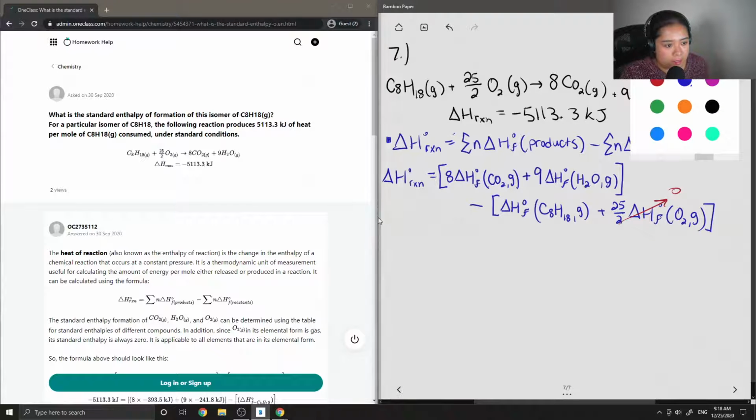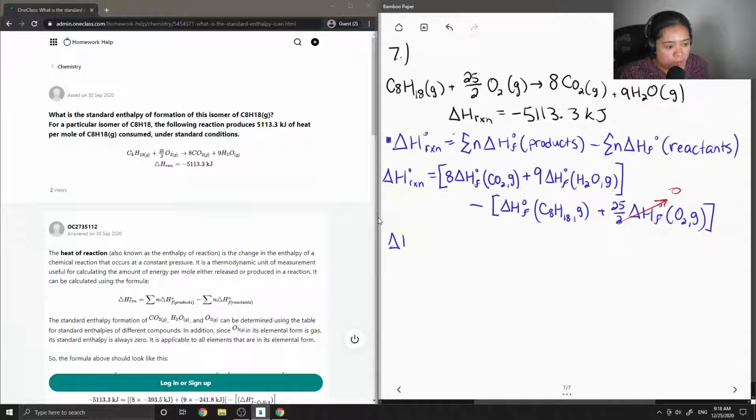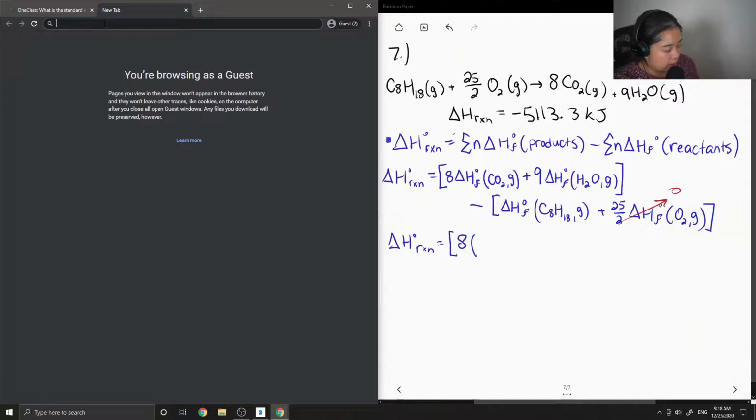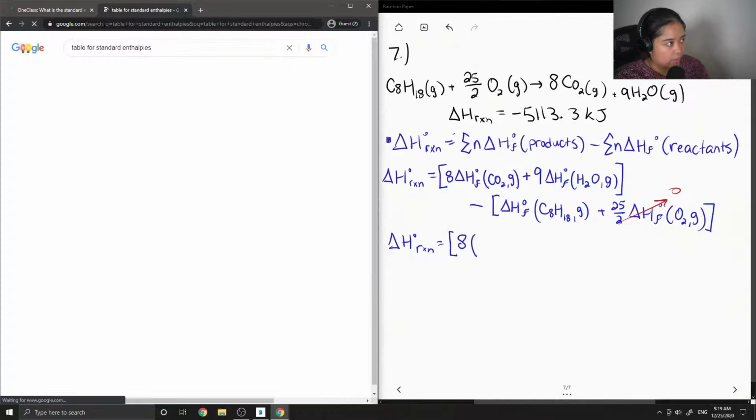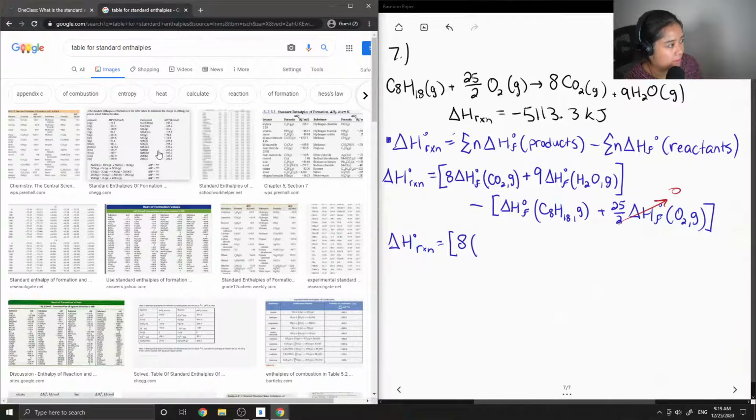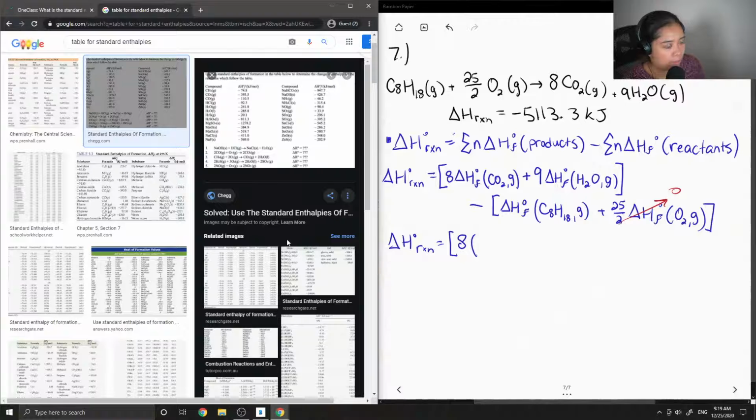And now I just need to look up the values for all of the delta H of formations for carbon dioxide and for water. So let me just look it up. These values are usually given in the question, or they tell you to look at the table for standard enthalpies. So this can be in your textbook or at the back of a book.